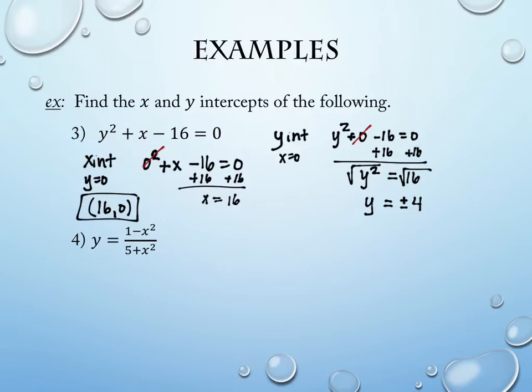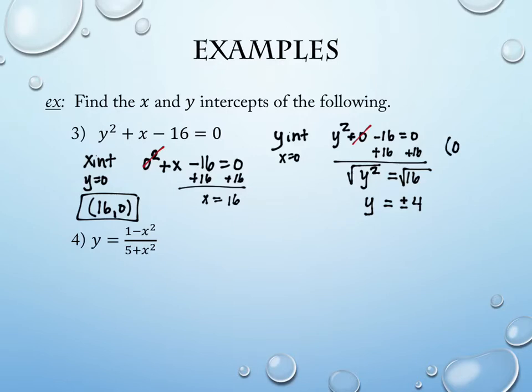And if you think back to the equation itself, that would actually make sense, because if I put in 4, 4 squared is 16, 16 minus 16 is 0. But if I put in negative 4, what's negative 4 squared? 16, right? Because a negative times a negative is a positive, and then 16 minus 16 is again 0. So on this one, I have two y-intercepts.